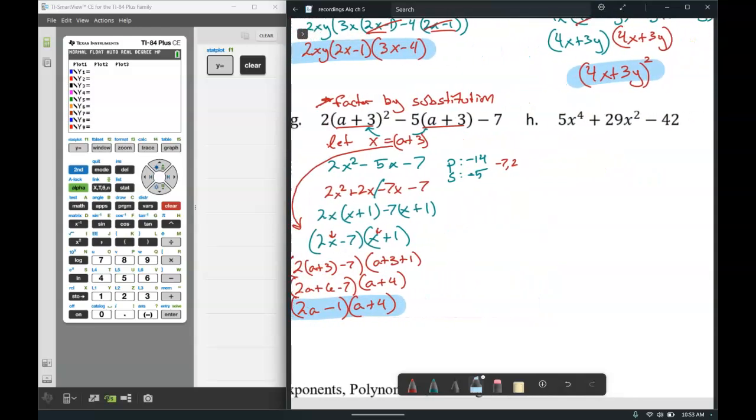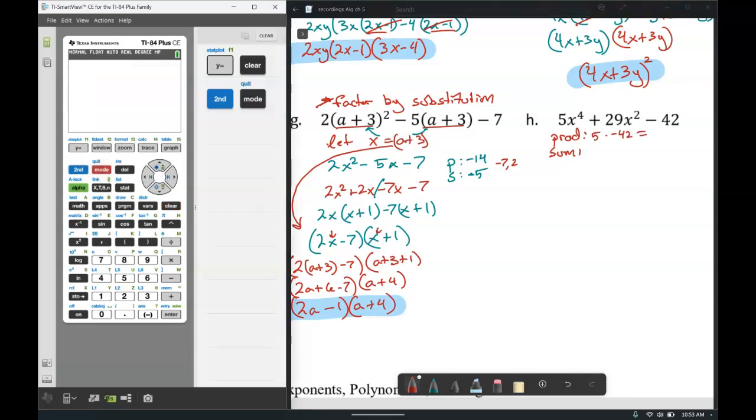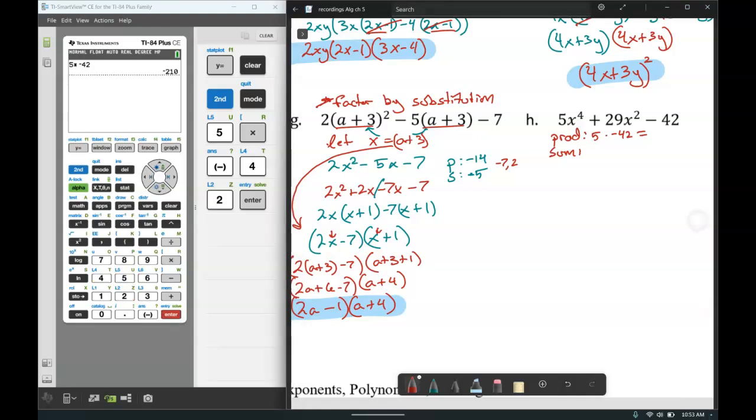Now with h, we could also use substitution, but we don't really need to as long as we fully understand our factor by grouping process. So even though we have x to the fourth and x squared, we can still factor this using our product and sum. We want a product of 5 times negative 42 to give us negative 210, and we want a sum of 29.